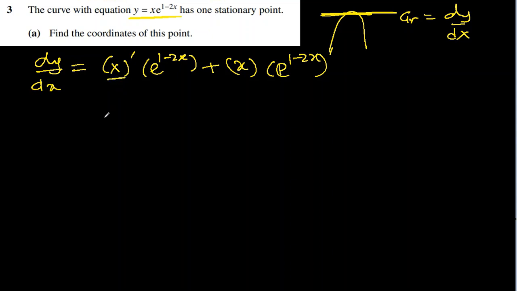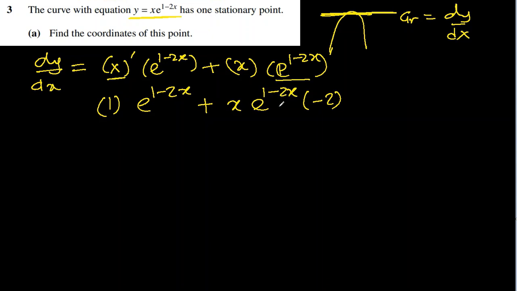Alright, so the differentiation of x is just 1, times e to the power 1 minus 2x, plus x, and the differentiation of this is itself multiplied by the differentiation of the exponent. So dy over dx becomes e to the power 1 minus 2x, minus 2x because of x, and minus 2 multiplying e to the power 1 minus 2x. This has to be equal to 0 because the gradient is horizontal. It has its value 0.